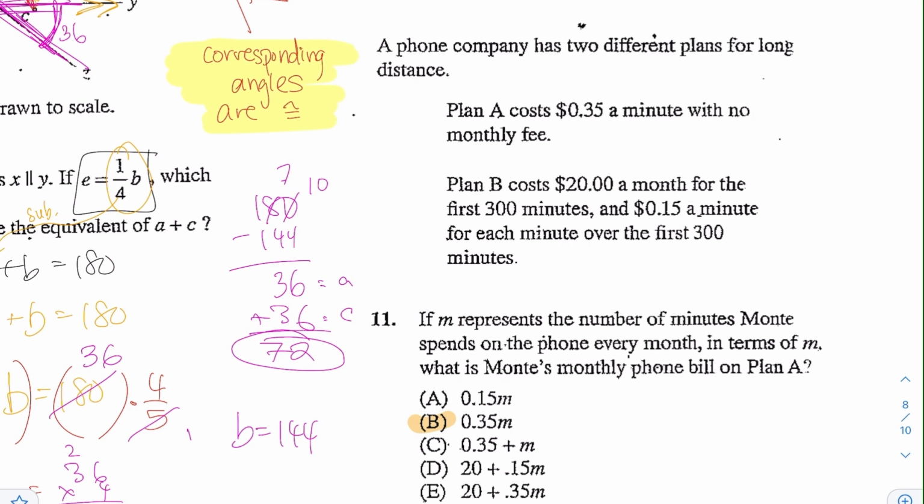Now, if M represents the number of minutes Monty spent on the phone each month, in terms of M, what is Monty's monthly phone bill on Plan A? Well, Plan A says 35 cents a minute, which is no monthly fee. So if she spent M minutes talking on the phone, you just have to multiply this by 0.35, and that will give you the total, and that's choice B.